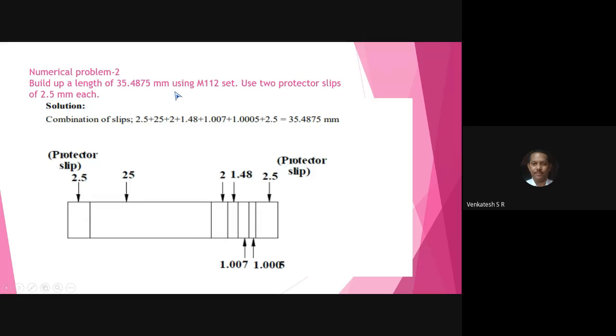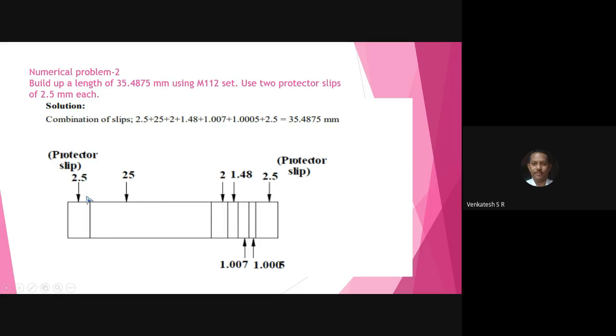Next, you come to the point. In this problem, all of you go through the problem. Build up a length of 35.4875 millimeter using the M112 set of slip gauge blocks, using protector slips of 2.5 millimeter each. All of you observe this diagram. In between the two protector slip gauges, all the dimensions are set.